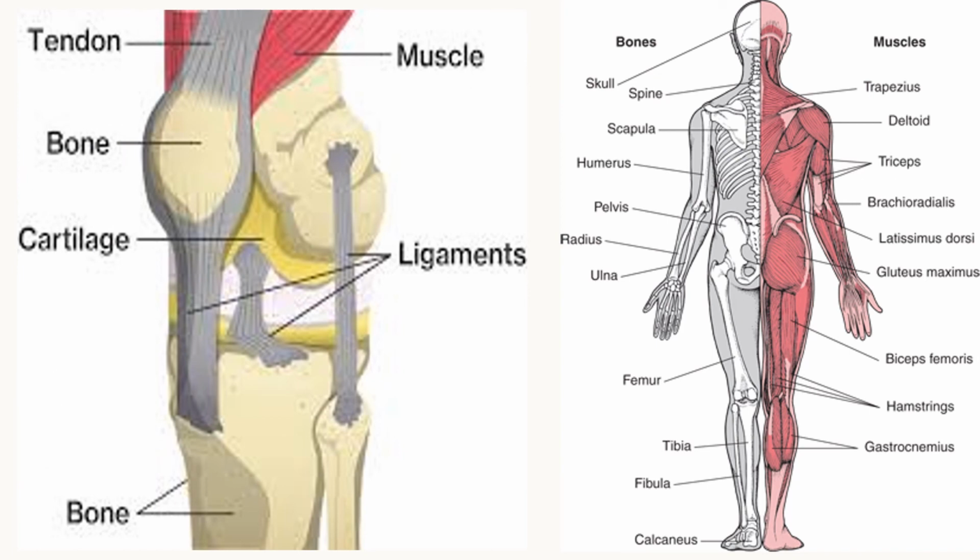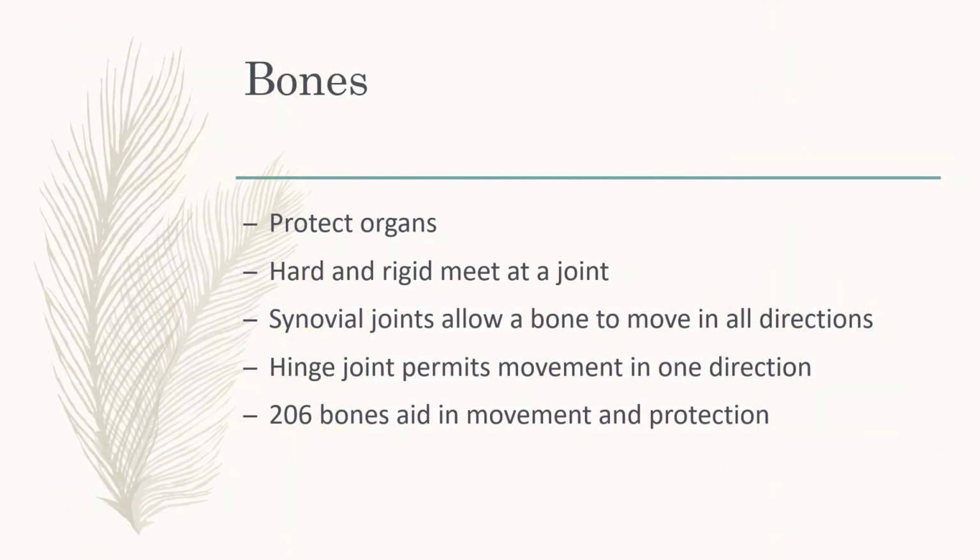So here you have a picture of the joint here on the left. This is what would be considered a hinge joint. It only lets the joint move in one direction. You can see you've got your muscle, you've got your tendons, and your bone. The cartilage is like the cushion. It's there in the middle. On the opposite side, you've got an example of your main muscles. I'm sorry, not all of them. And then you have your bones on the opposite side, just your main ones for you to remember.